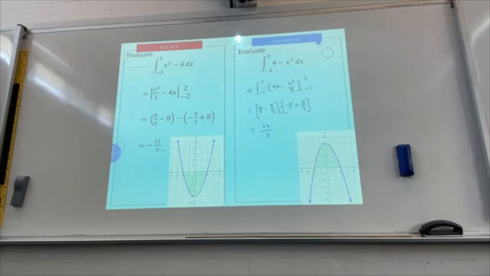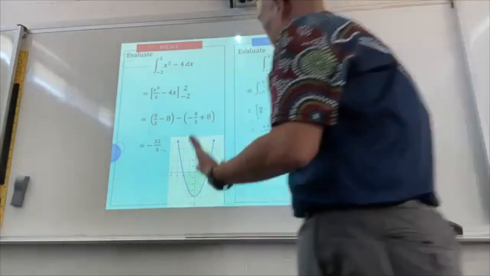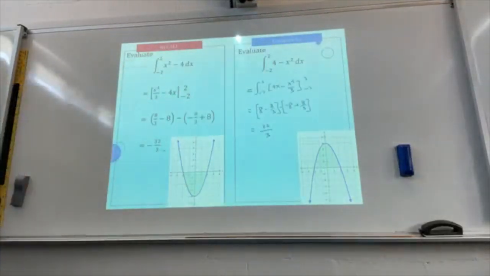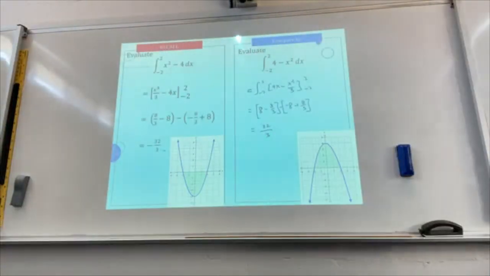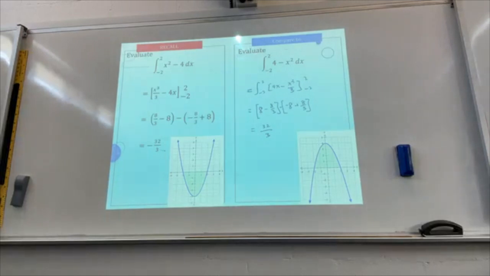Now, I want you to compare these two. They are the same, but one's upside down. Same area, but one is upside down. So it's a sine area. That word sine area is important. That is negative, that's positive. Later, when you solve problems, you've got to think about what is a negative area and what is a positive area. At this stage, you need to think about the sine area. What is positive, what is negative.